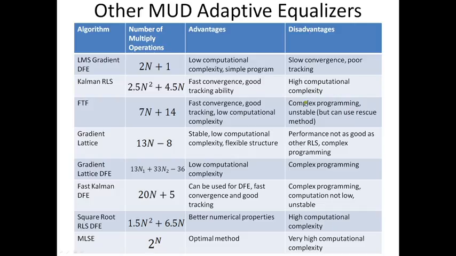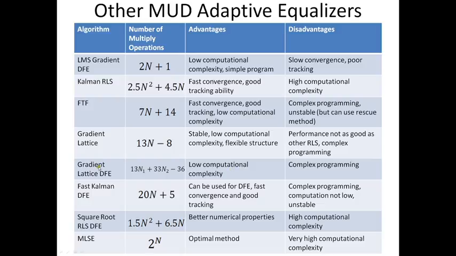But the disadvantages are the programming itself, the formula is very complicated, so this one still will be expensive even though it's relatively fast, and it's unstable, so it doesn't always work. The gradient lattice has 13n minus 8. It's stable, has low computational complexity, and a flexible structure, so that's very nice. But it's not as good as this one up here, and it has complex programming.